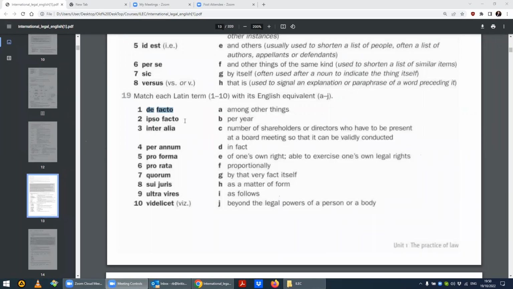Now, ipso facto, another word with fact. Ipso facto, what does that mean? What does ipso facto mean? It's got something to do with facts.